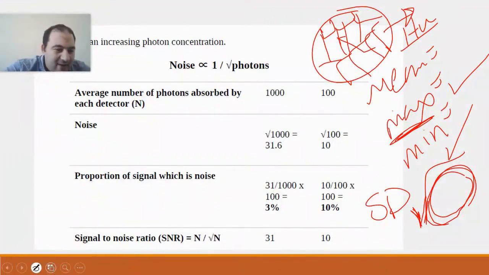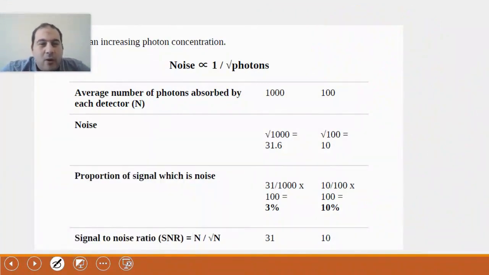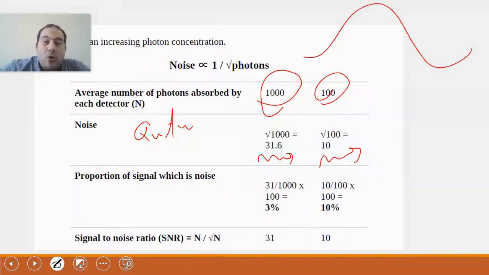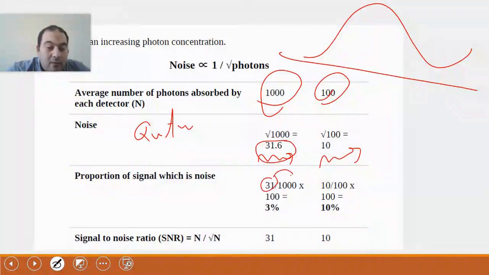Now, if we say the average number of photons coming to the detector here is 1000, and here is 100, the quantum noise here is the square root of 1000, which is 31.6. And for 100, it is 10. The number of photons is significant because you are dealing with statistics here. You are talking about quantum noise, which is related to the distribution I mentioned earlier. So, when you divide this noise by the number of photons present, what you get is sigma, which is the relative noise.